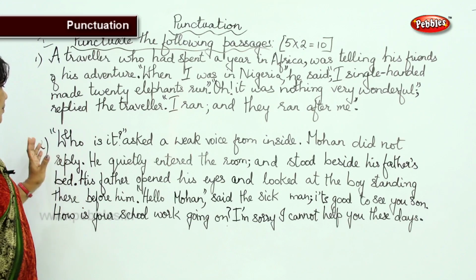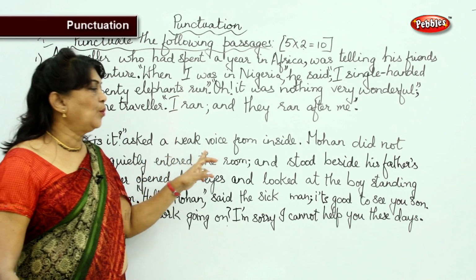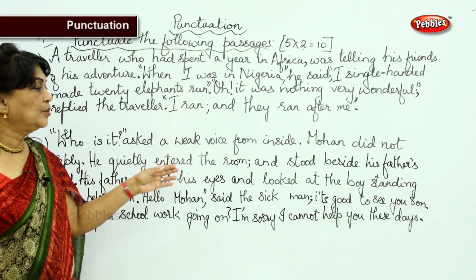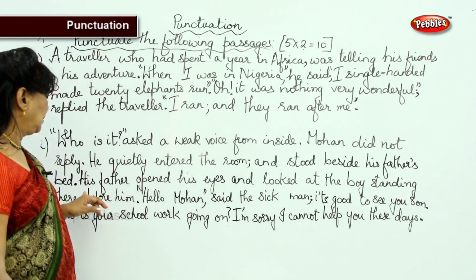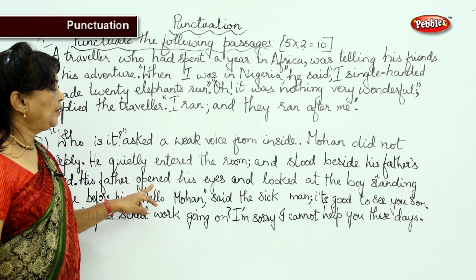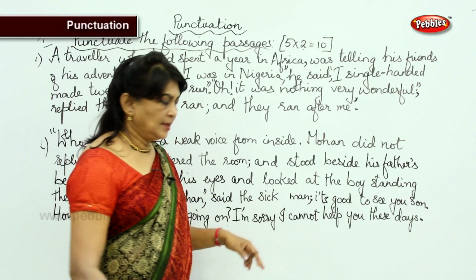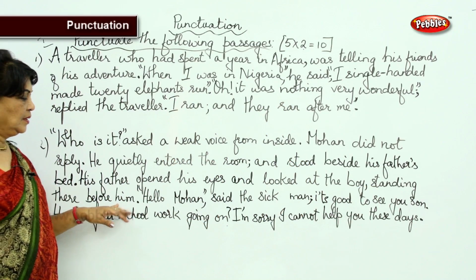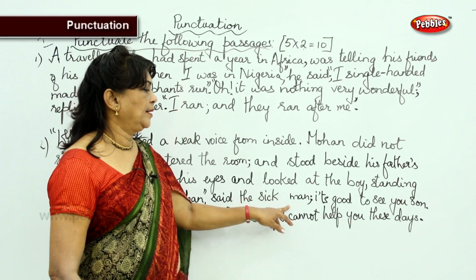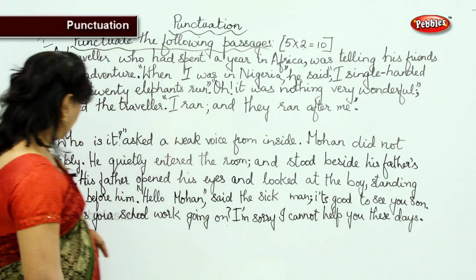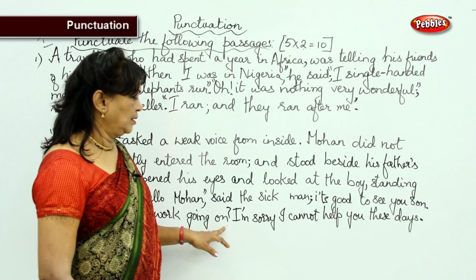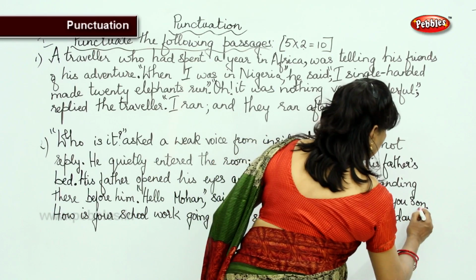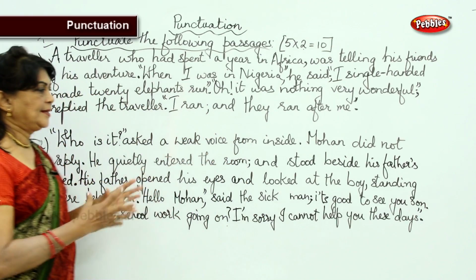You will find it more meaningful. Who is it? Asked a weak voice from inside. Mohan did not reply. He quietly entered the room and stood by his father's bed. His father opened his eyes and looked at the boy standing there before him. Hello Mohan, said the sick man. It's good to see you, son. How is your schoolwork going on? I'm sorry, I cannot help you these days. Okay, close inverted commas. There ends his passage, his conversation.